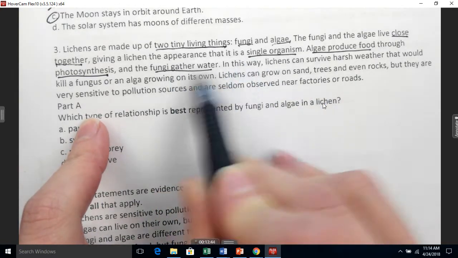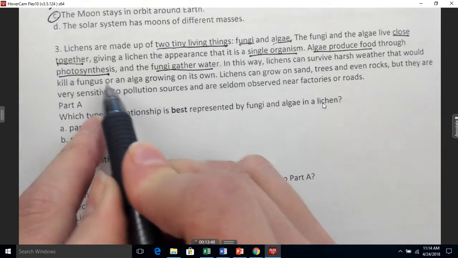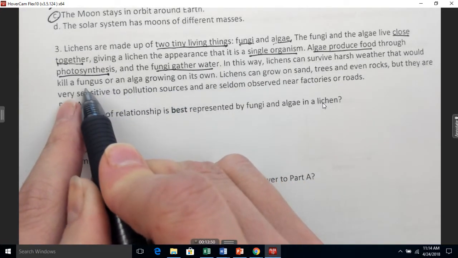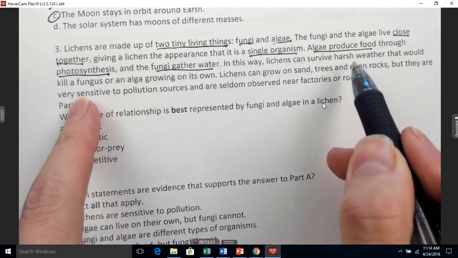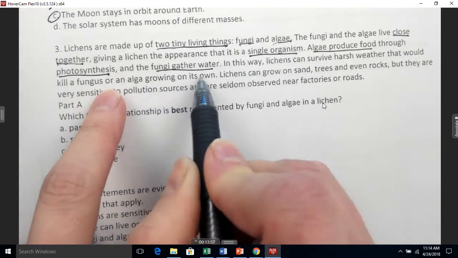So, since they're together, the lichen can do stuff, it can survive, but these wouldn't be able to survive if they were on their own.